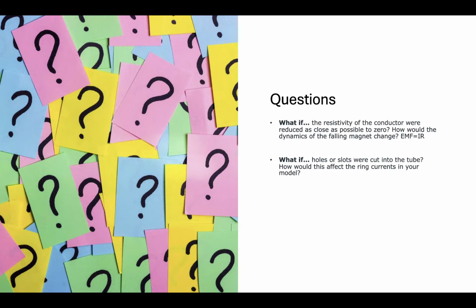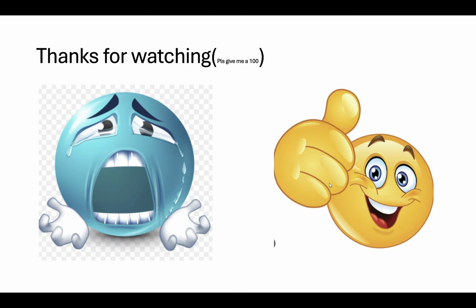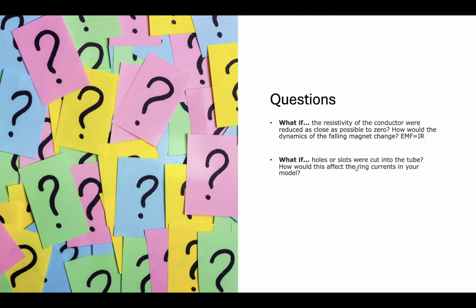And then what if holes or slots were cut into the tube? How would this affect the ring currents in our model? So basically, if there were holes, then there wouldn't be rings and it wouldn't be a solenoid. Therefore, it would just basically be in free fall.